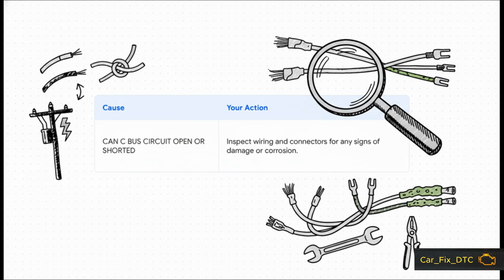Well, it's actually pretty simple. The source tells us the circuit could be open or shorted, which is just engineer speak for the phone line is cut. Your first job is to get your eyes on that wiring. You're looking for anything that looks off, frayed wires, connections that are loose, or any gunk and corrosion. Sometimes the fix is literally as simple as finding that one bad spot.